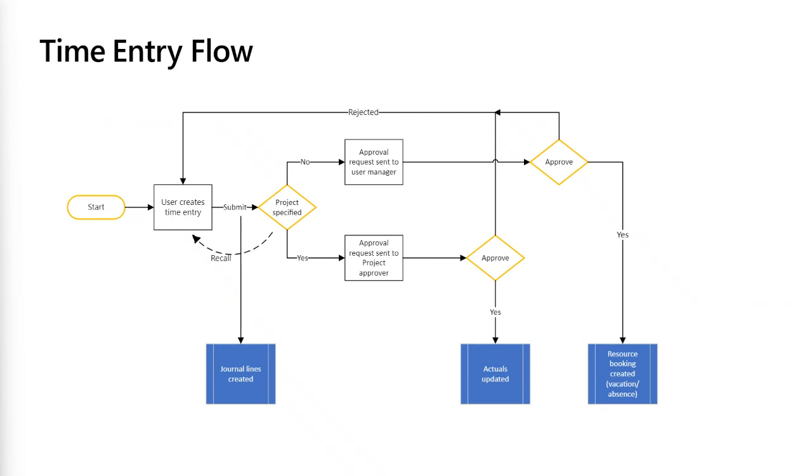What we do create is journal lines. Whenever a user creates a time entry, we automatically create journal lines based on the billing method. So cost and unbilled sales are recorded.